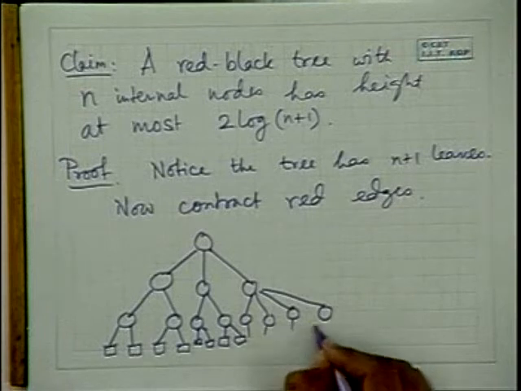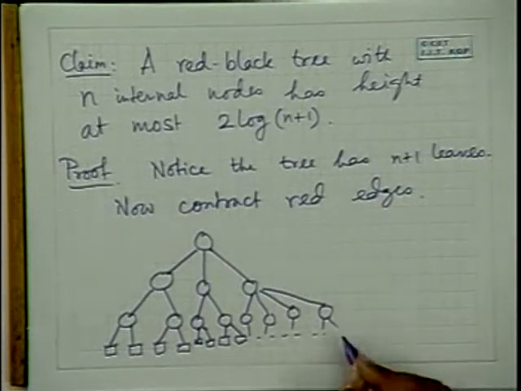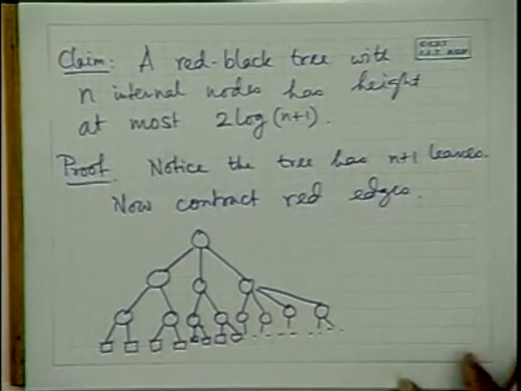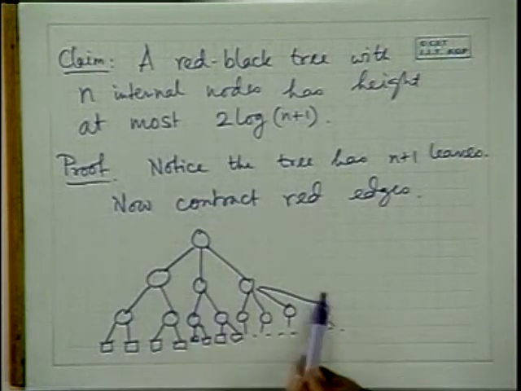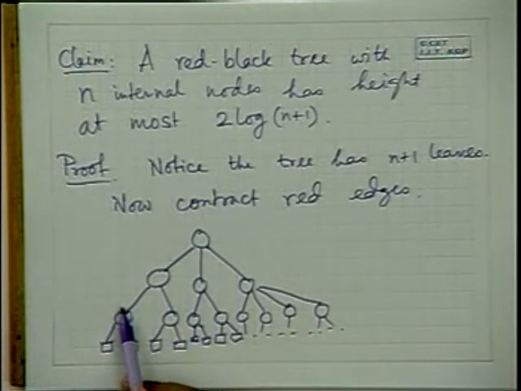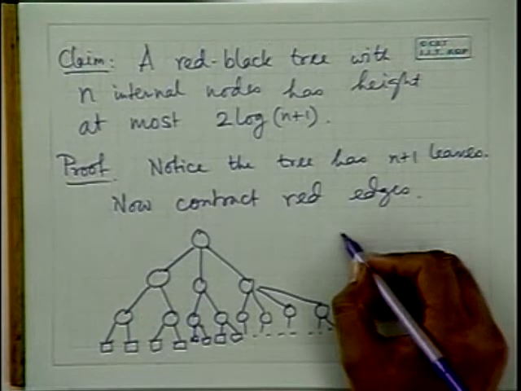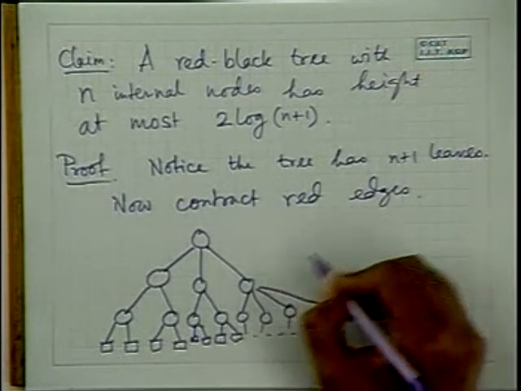So you just draw all these leaves. I'm not going to draw. So once you contract all the red edges, it will look like this, just merging the 2 nodes which are connected by red edges. So this tree does not have any red edge. Only black edges are present. Now we know from the property, let us look into this tree.